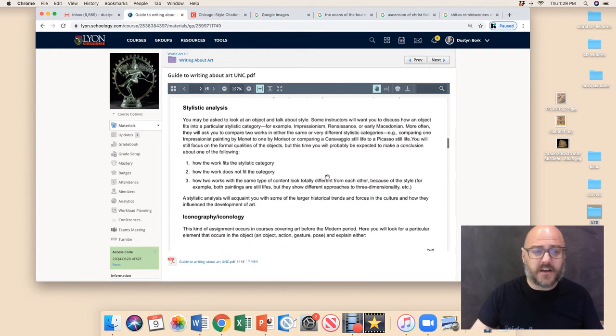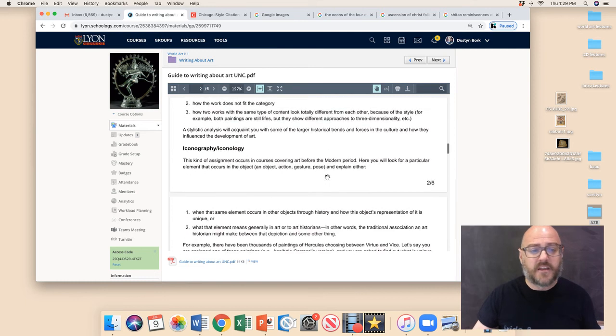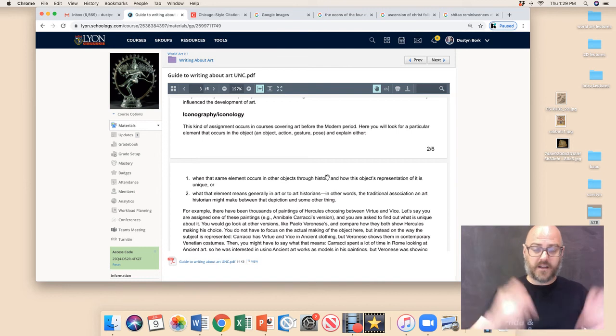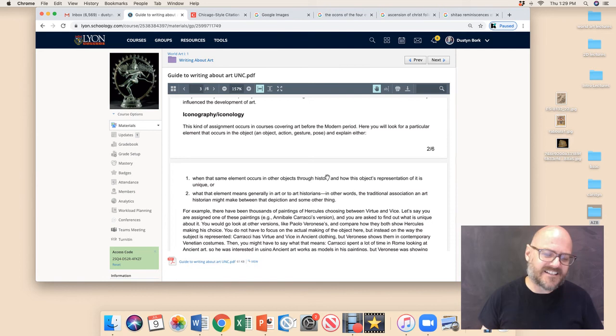The second one that we won't cover is a stylistic analysis, so don't worry about that one. The third type, which is going to be paper number 2, is called an iconographic analysis, otherwise known as studying the iconology. Icon means image. Graphy means writing, so it is the writing of the image. It's discovering what the things that are presented as the subject matter mean, what they point to.